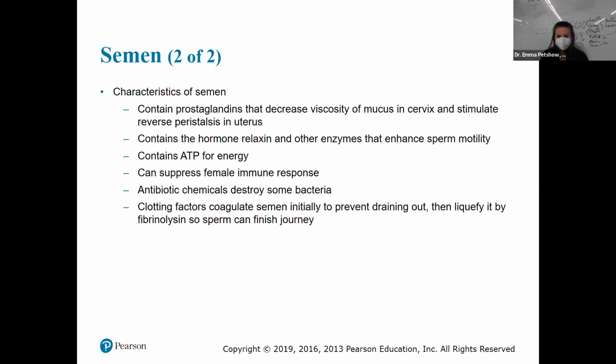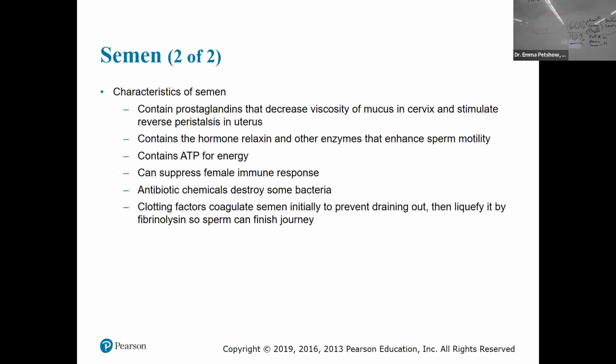It does have these prostaglandins in there. It has the hormone relaxin. It contains ATP. It has some antibiotic chemicals, so it can have some antimicrobial effect. And there's also clotting factors that coagulate semen initially and then liquefy it by fibrinolysin, so sperm can finish the journey. So there's a lot of chemical makeup in semen.